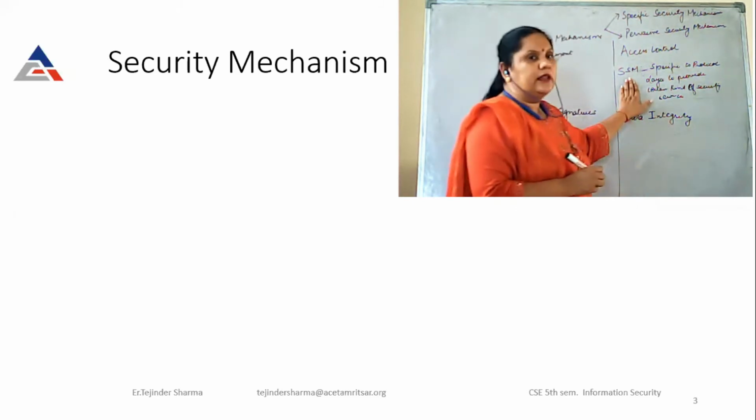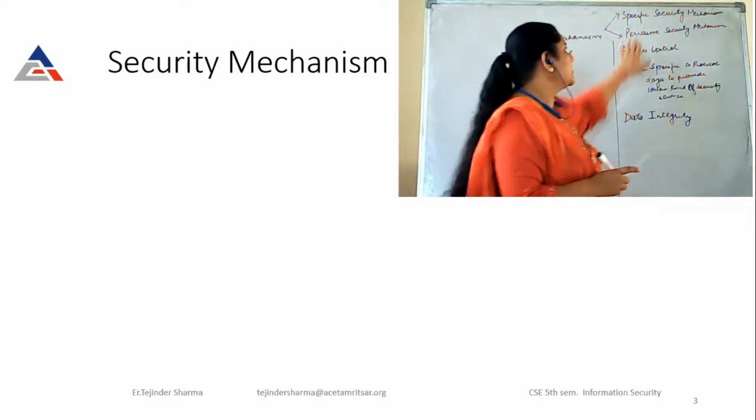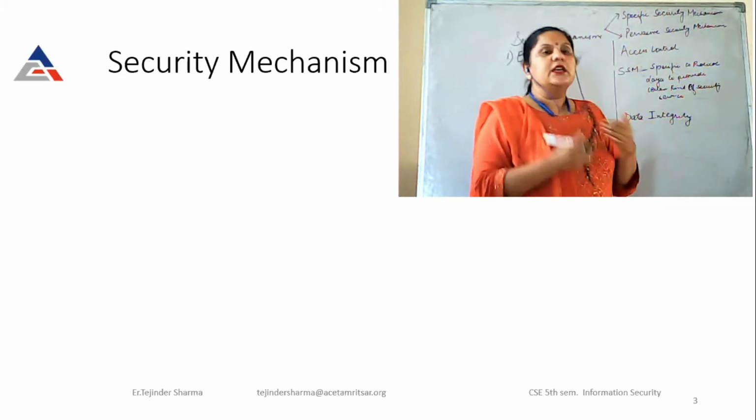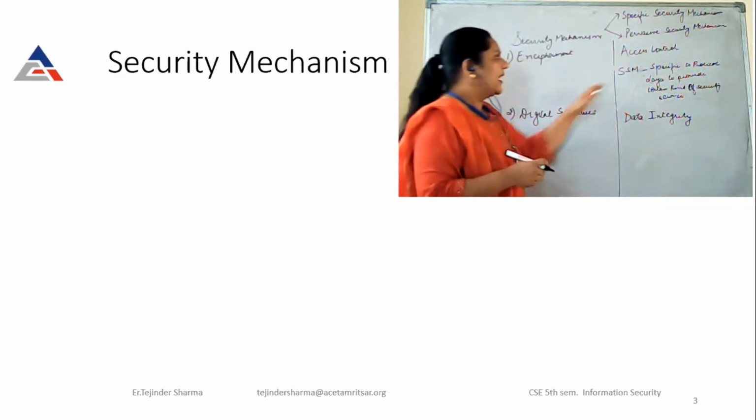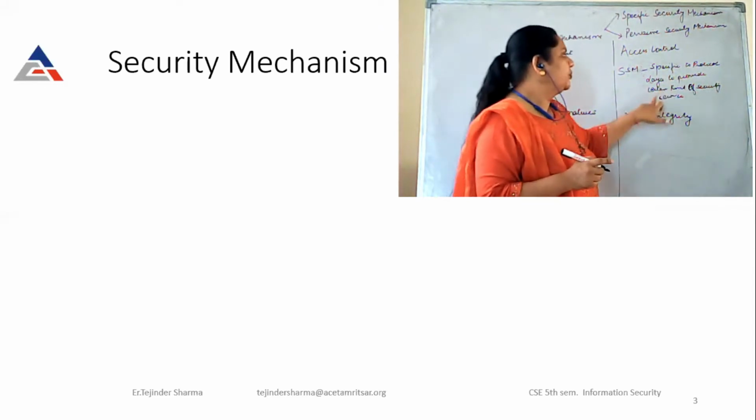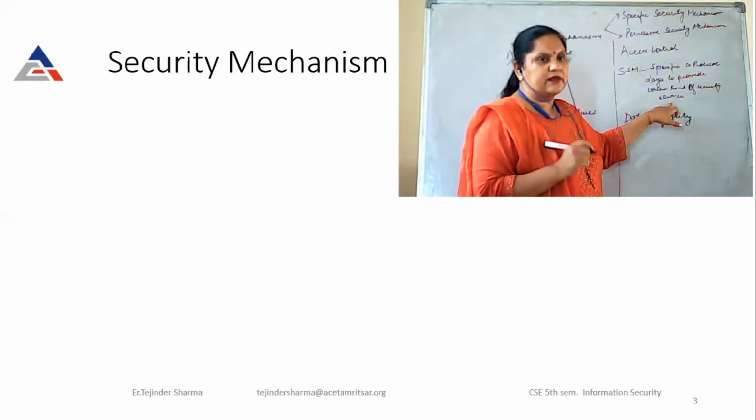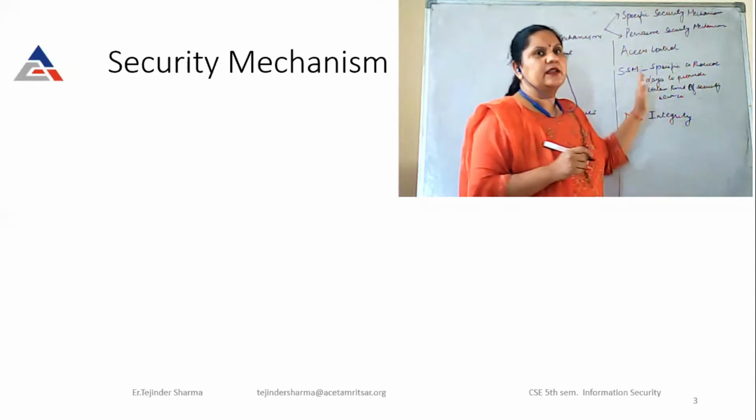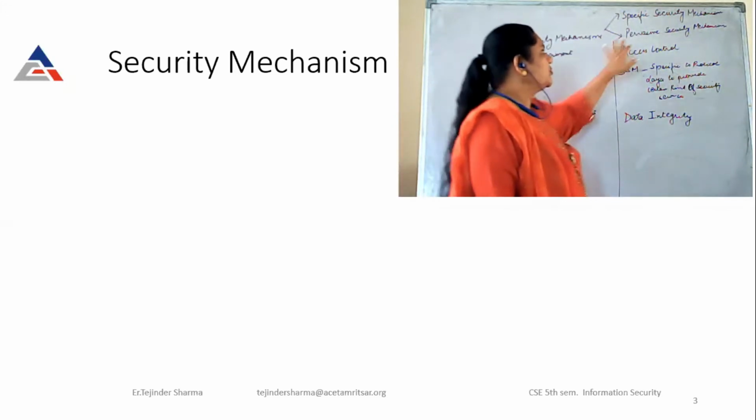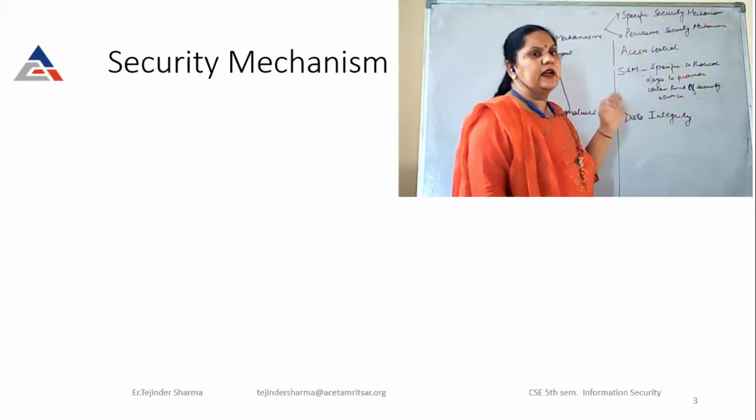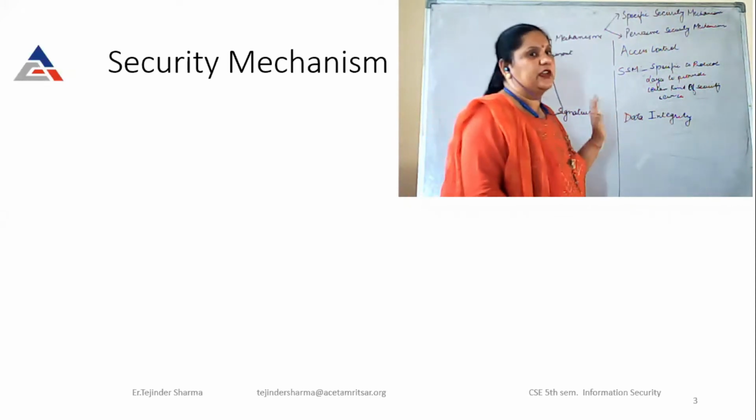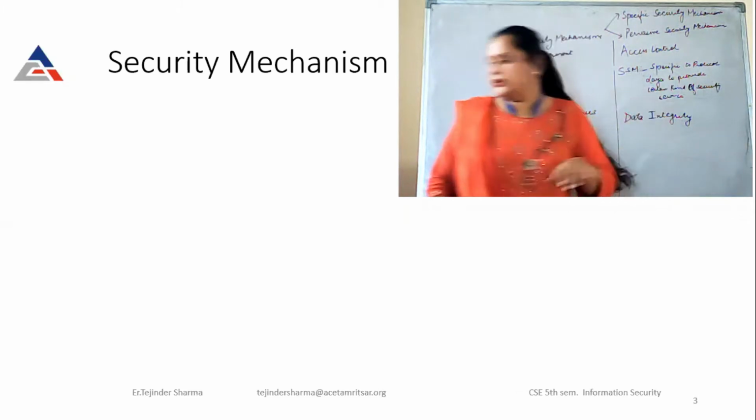I repeat, there are two types of security mechanisms. First is specific security mechanisms, another is pervasive security mechanisms. Specific security mechanisms are specific to the protocol layer to provide certain kind of security services. But pervasive security mechanisms are the general security mechanisms which are used to provide general security, and they are made by the company or the organization itself for their own security. Fine.